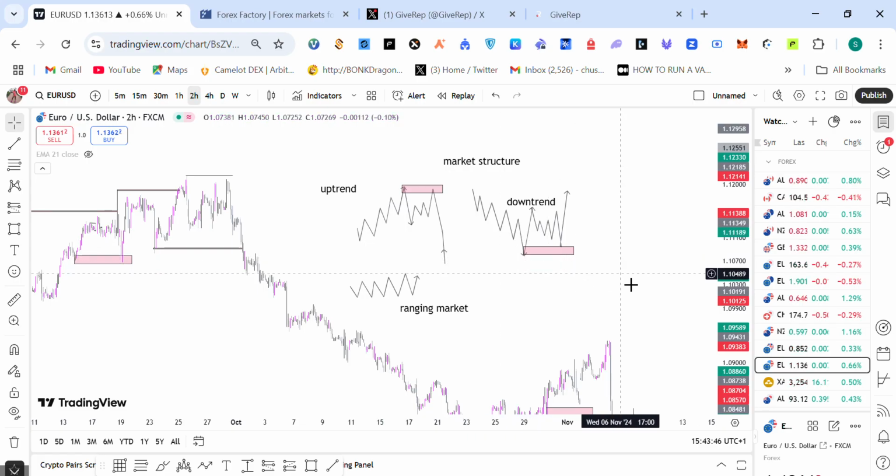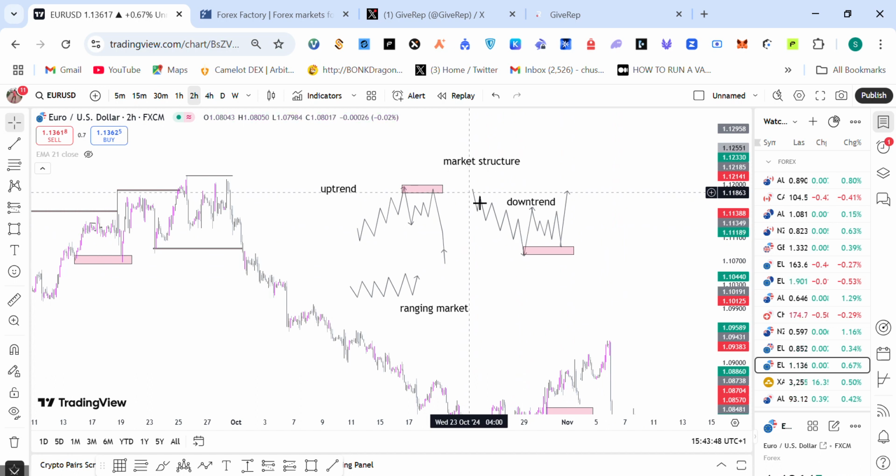Then we have the downtrend. Downtrend is when market usually starts breaking structure to the downside. Market does this, come down, goes high, comes down again to break this previous low, retraces to the up side, then comes down again to break the previous low. This is what market does when it is in a downtrend.